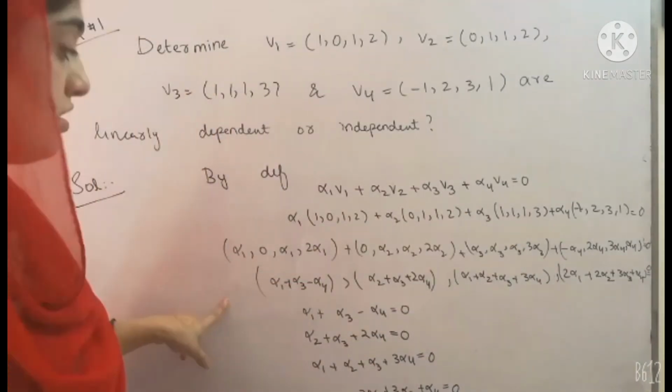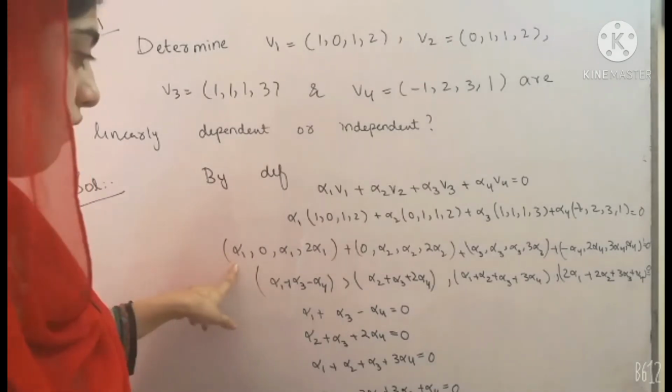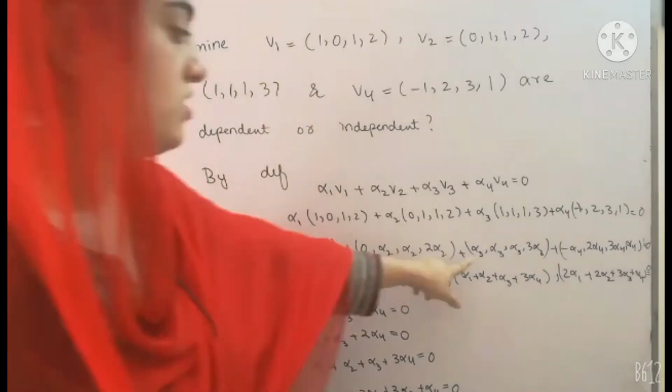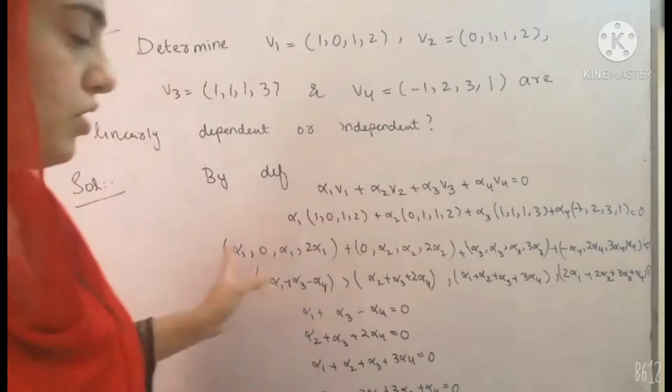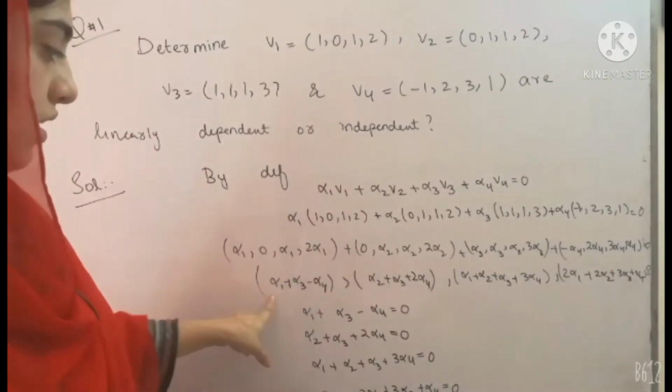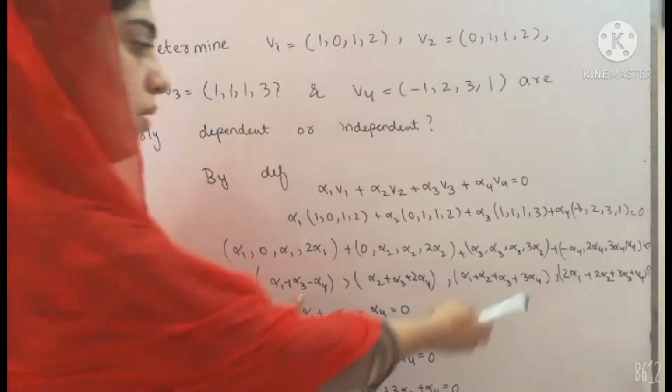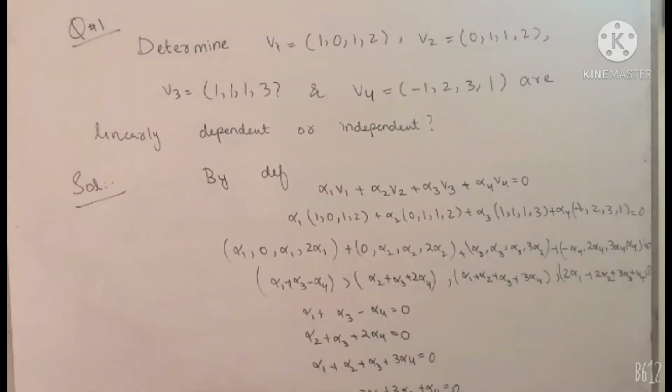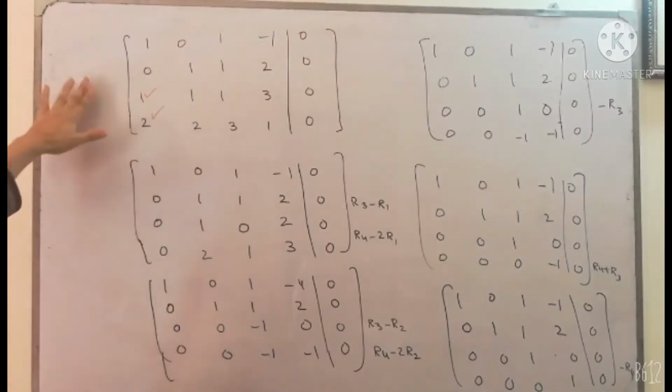In the next step we have to make the ordered pairs like this: alpha 1 plus 0, alpha 2 plus alpha 3 minus alpha 1. The first ones, see, alpha 1 plus alpha 3 minus alpha 4. I have put it into matrix form.